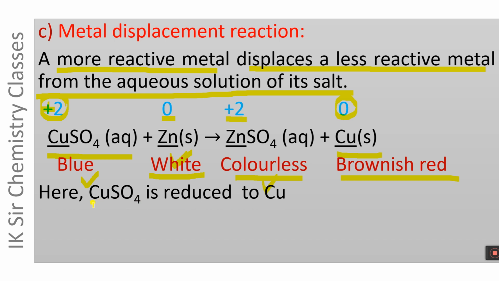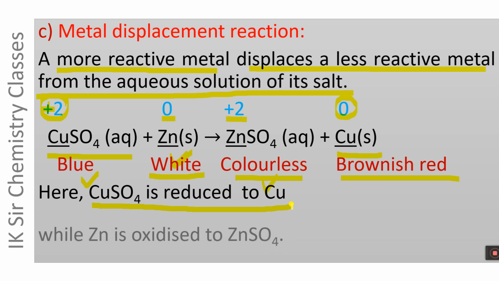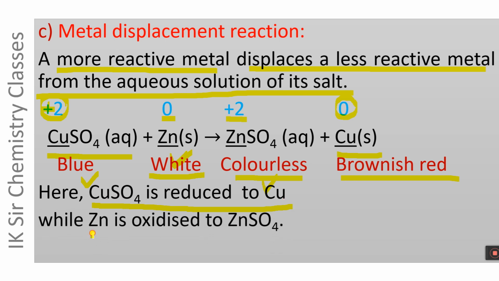Here, copper sulfate is reduced to copper because the oxidation number of copper decreases from +2 to 0. On the other hand, zinc is oxidized to ZnSO4 because here the oxidation number of zinc increases from 0 to +2.